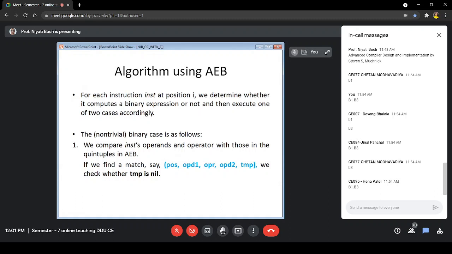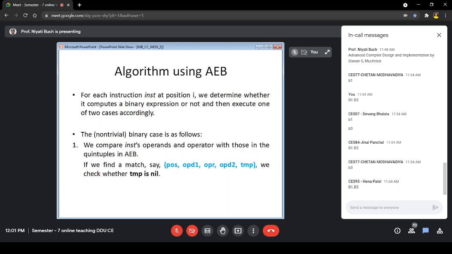Now we are formally going through the algorithm using AEB. The steps I have written are as they are from the book by Muchnik, which I mentioned in the beginning of the lecture. If you do not have the book, you can just follow the slide. Also, in the book, pseudocode is given, so if you want to implement this algorithm in any programming language, that code is also given. Interested students can go through that as well, but you are not required to memorize that pseudocode. If you know the flow of the algorithm, that will be sufficient.